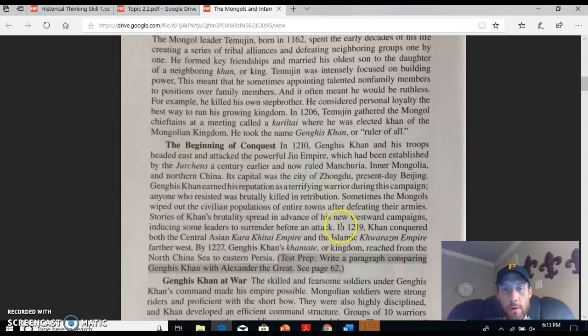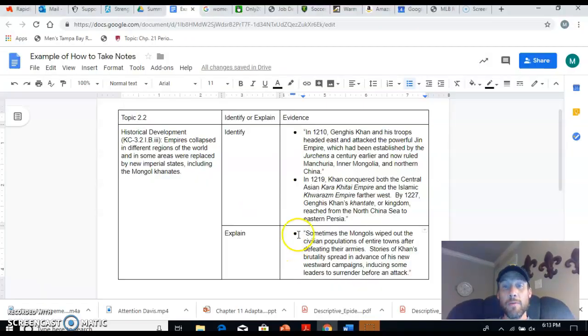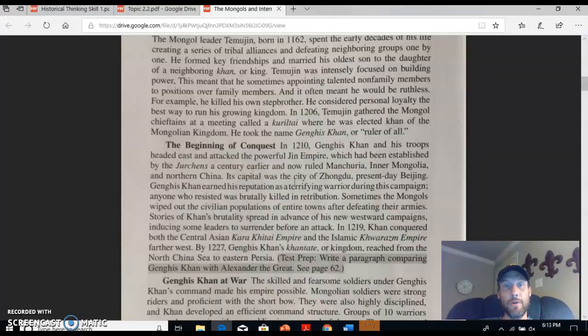However, right before this last section, it said sometimes the Mongols wiped out civilian populations, and that part was the explanation part. So as I read that, I thought, oh, I should build that in as my explanation part. Okay, this is how I would structure my notes. And this is done so that I know that I'm covering all parts of the topic that I'm looking to cover.